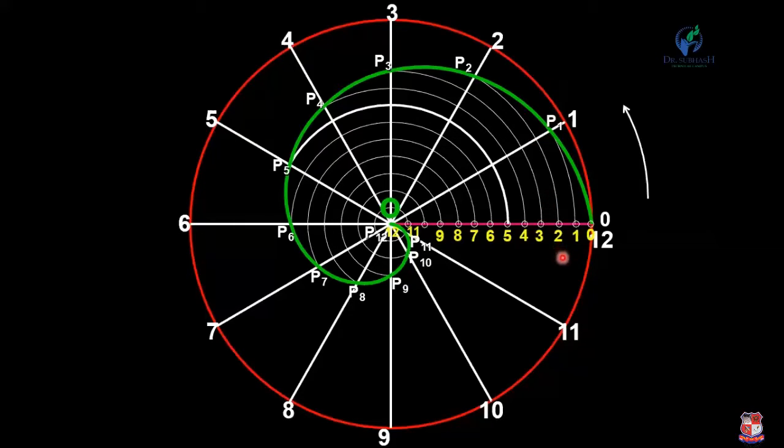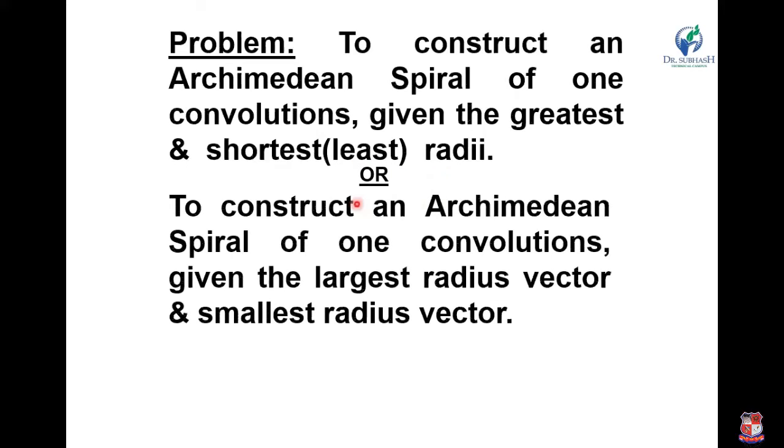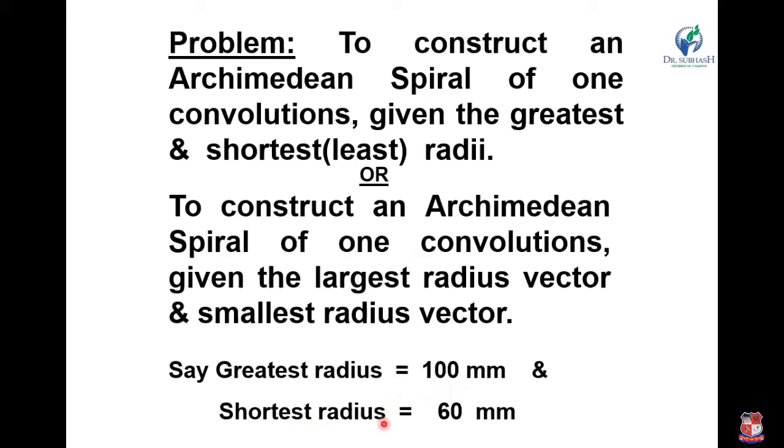Okay. Now let us understand by one more example. To construct an Archimedean spiral of one convolution given the greatest and shortest or the minimum radius, or to construct an Archimedean spiral of one convolution given the largest radius vector and smallest radius vector. So here the greatest or the largest radius is 100 mm and shortest radius is 60 mm. Okay, so now here we have to draw the spiral by using this data.